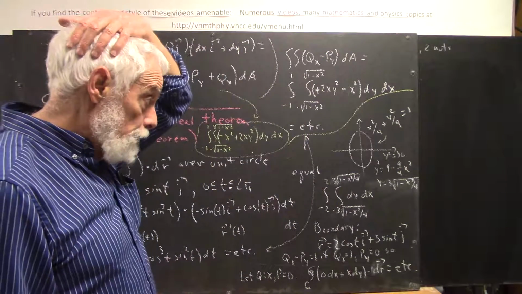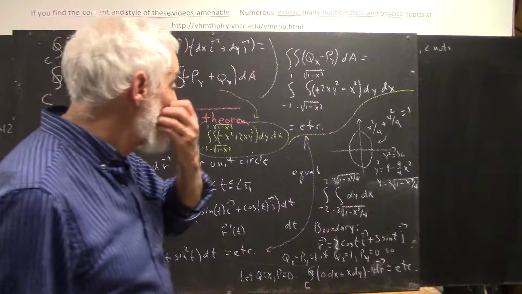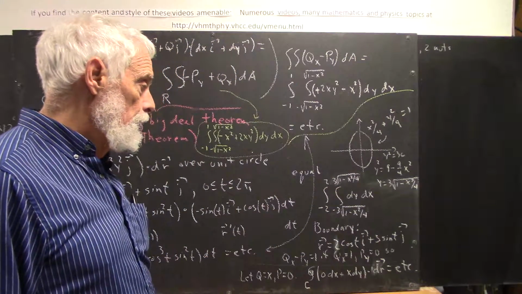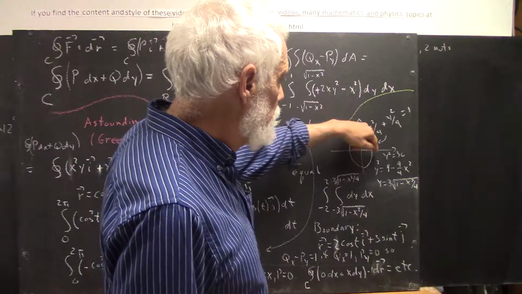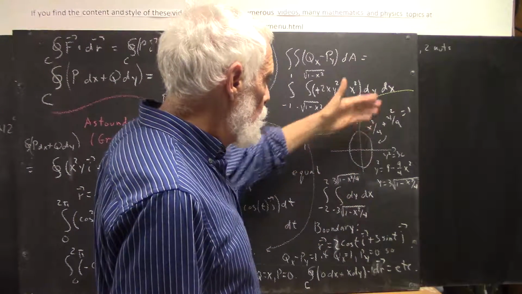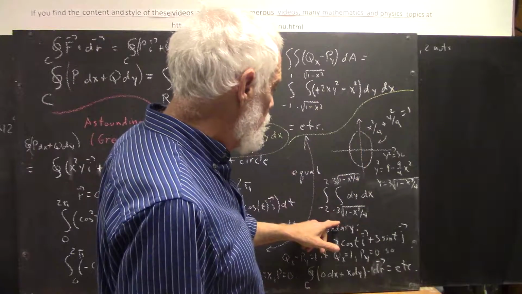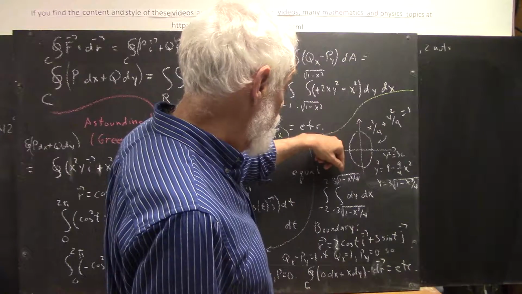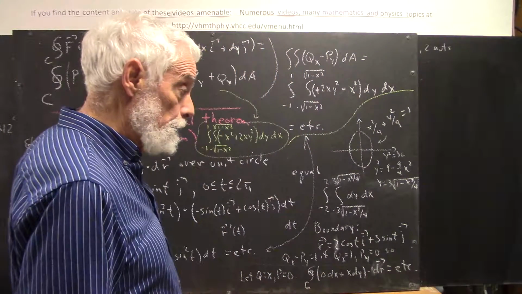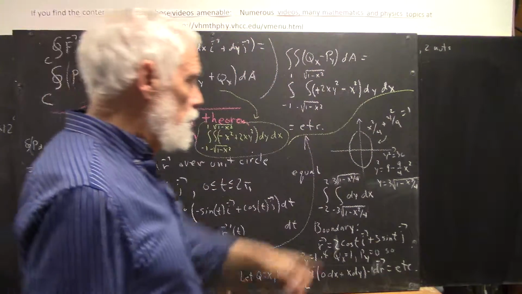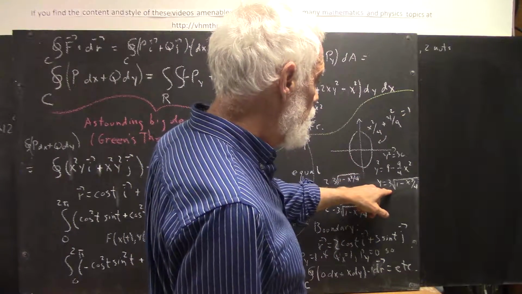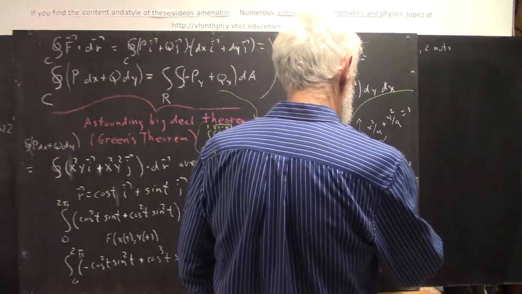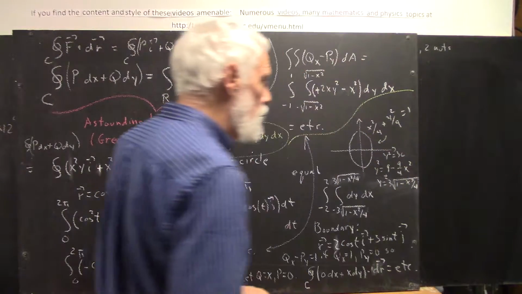Okay, now if we want to find the area of this ellipse, we can set up this integral. We can describe the ellipse easily enough. X goes from -2 to 2, and y for given x goes from -3 times the square root of 1 minus x squared over 4 to 3 times the square root of 1 minus x squared over 4. That's because if we solve this for y, we get y equals plus or minus 3 times the square root of 1 minus x squared over 4.